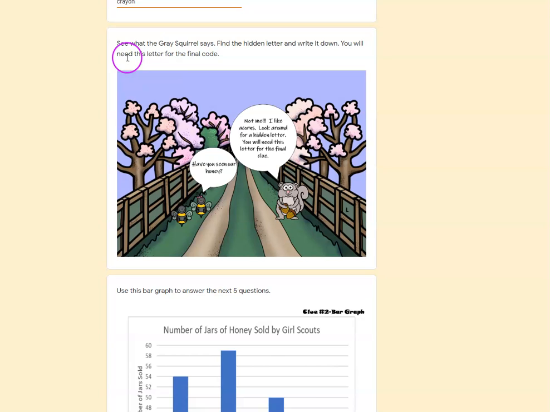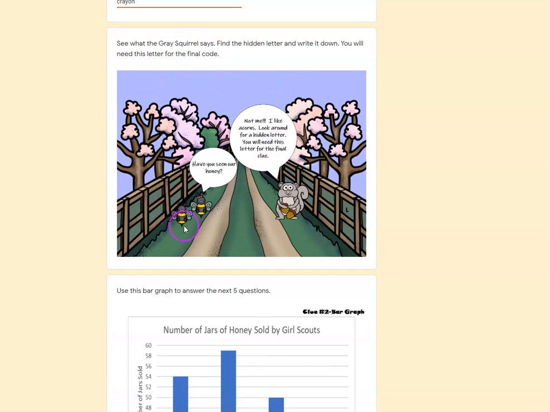Now go down to this next part and it says, see what the gray squirrel says. Find the hidden letter and write it down. You will need this letter for the final code. Have you seen our honey? The squirrel says, not me. I like acorns. Look around for a hidden letter. You will need this letter for the final clue.